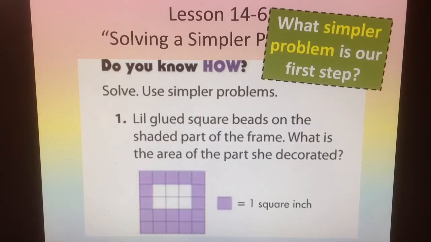Then subtract the white part, which is 2 times 3, or you can probably tell just by looking, 6 white squares. 25 minus 6, your answer is 19. 19 square inches to have a complete answer.